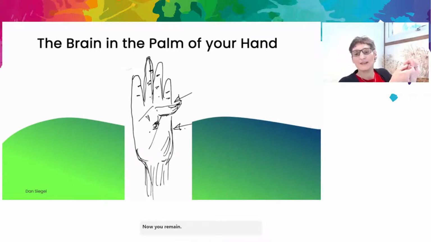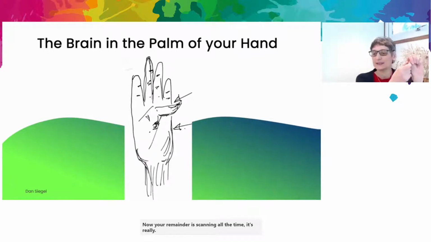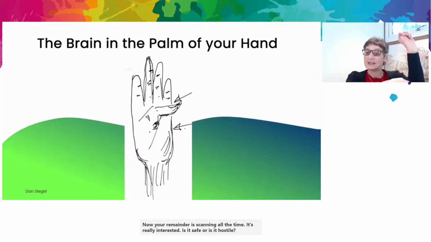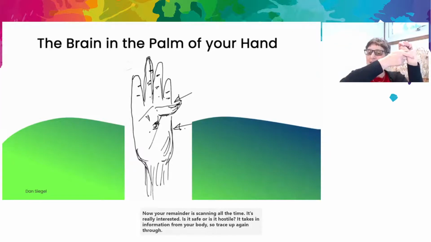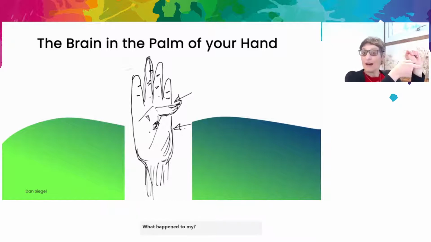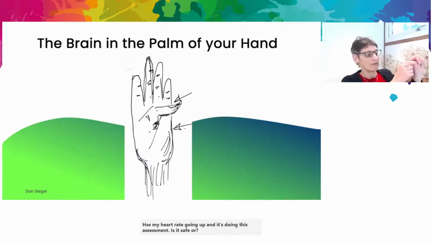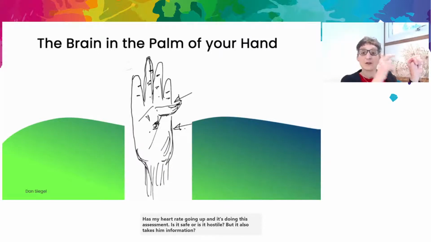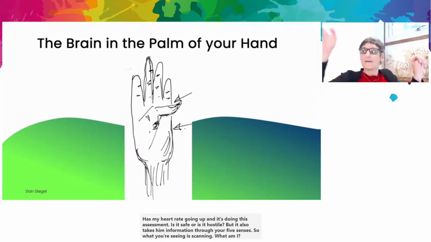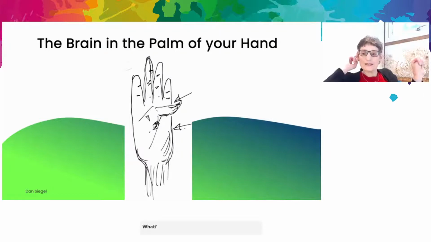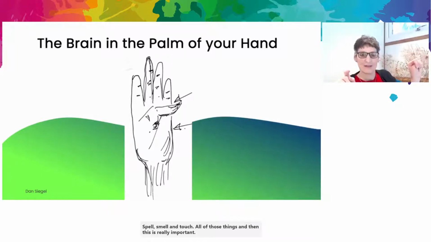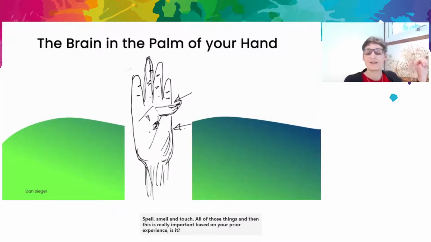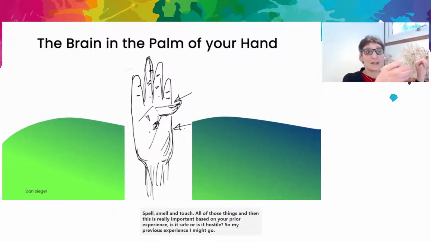Now, your amygdala is scanning all the time. It's really interested: is it safe or is it hostile? It takes in information from your body. So trace up again through here. Have I got butterflies in my stomach? What's happened to my breathing? Has my heart rate gone up? And it's doing this assessment: is it safe or is it hostile? But it also takes in information through your 5 senses. So what you're seeing, it's scanning. What am I looking at here? What can I hear? What's their tone of voice like? It's about smell, taste, and touch. All of those things. And this is really important, based on your prior experience. Is it safe or is it hostile? So my previous experience, I might go into a room, see somebody react by raising an eyebrow.